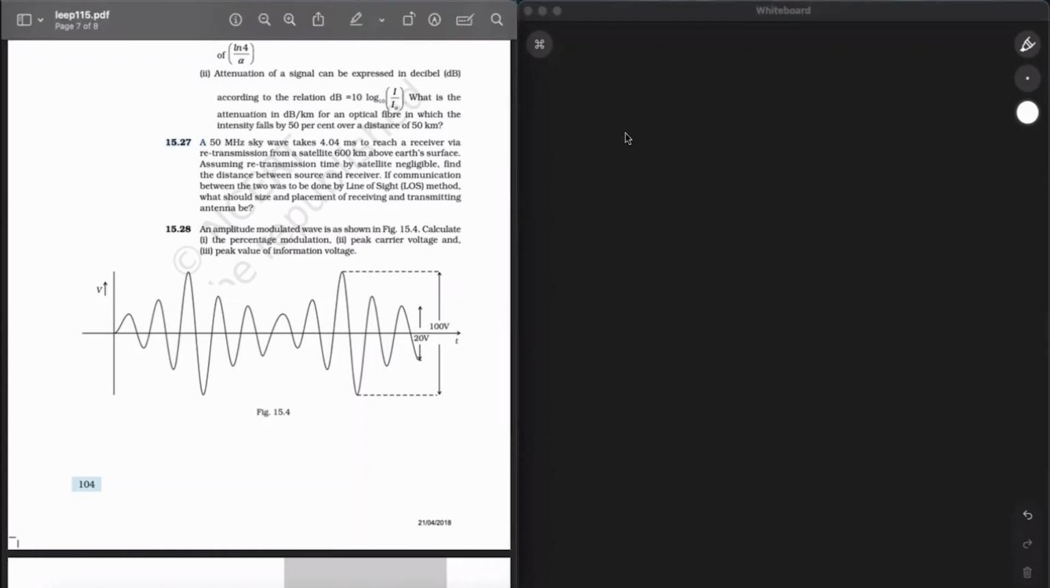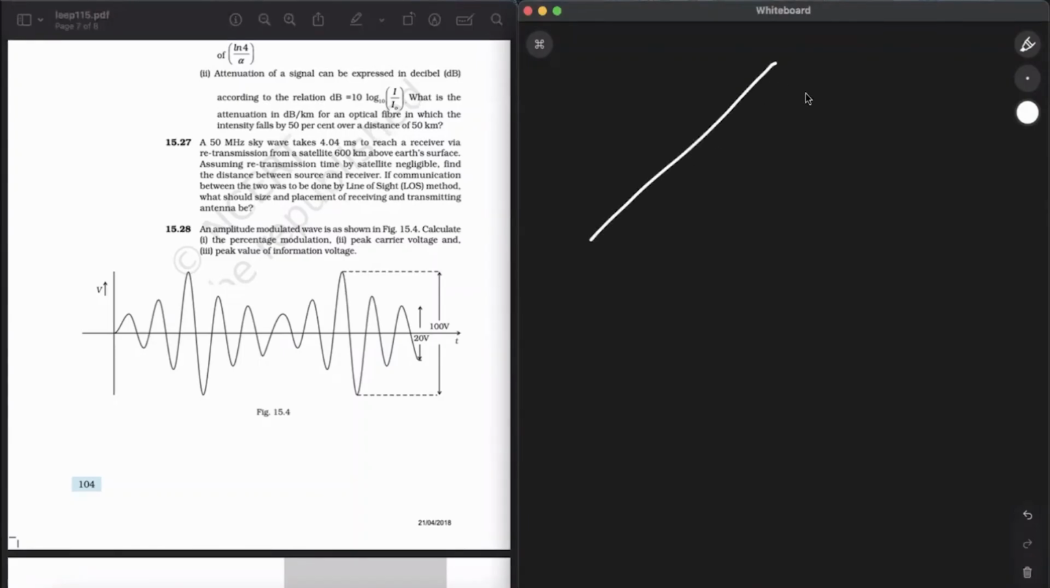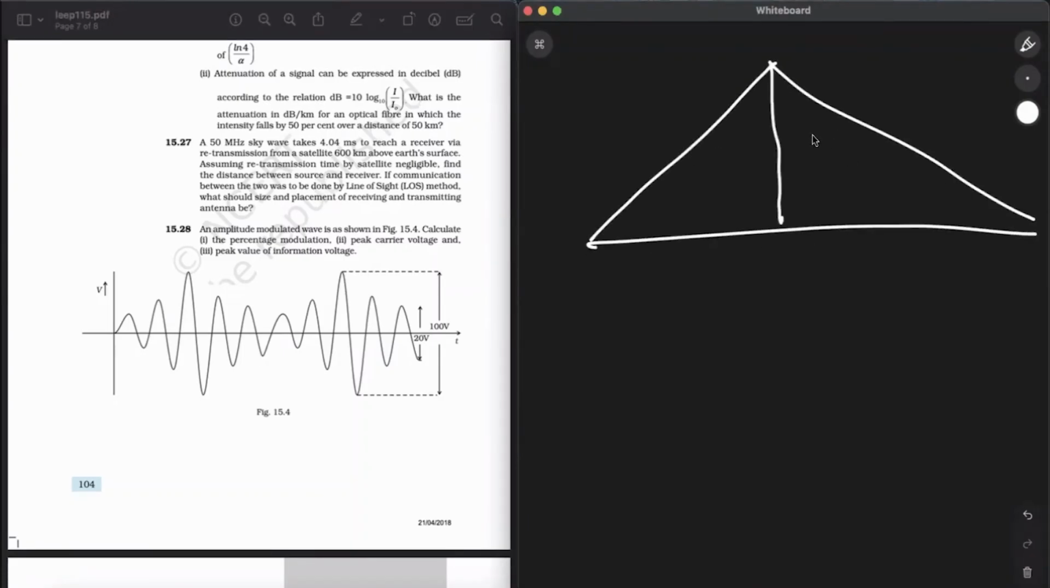So what happens in this is, let the receiver, like, I'll draw a diagram for you first. This is the transmission. This is the height of the satellite, HT. This is the x and this is the t.